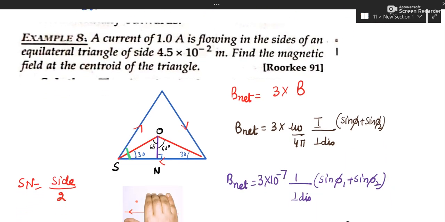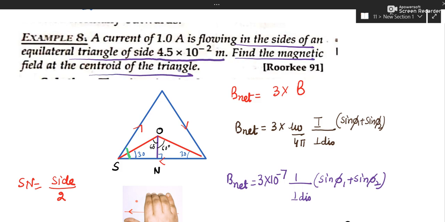Coming to the next question. A current of 1 ampere is flowing in the sides of an equilateral triangle of this side. Find out the magnetic field at the center of the triangle. This is my triangle. Now see, the sense of current is the same in all, so we can take thrice the magnetic field due to one wire.